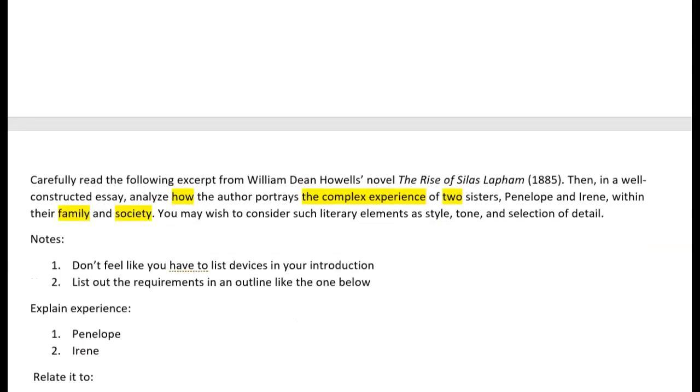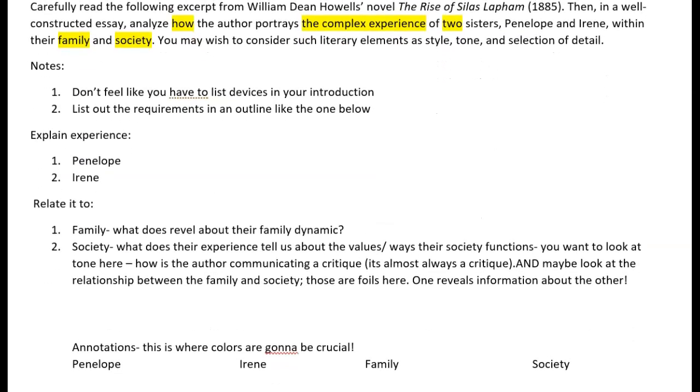What I'm going to do now is show you how I annotated the prompt. So looking at this, the first thing I did is highlight the word how, because that directly gives you emphasis on the fact that they want to sort of see your work, just like in math class, they want to see how you came up with your ideas. But I also highlighted the term complex experience because we've talked about that word being both negative and positive.